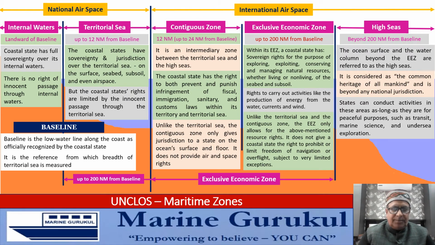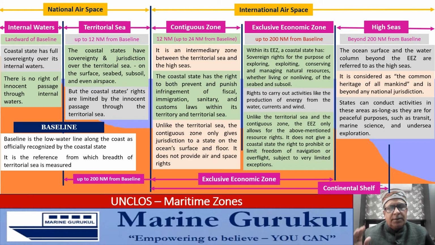There is one more term which we must learn. That is the continental shelf. The continental shelf has its inner boundary limits starting from the limits of the territorial sea, and its outer limit depends on the location of the continental margin. If the continental margin is at a distance of less than 200 miles from the baseline, then the continental shelf is deemed to extend from the territorial sea to 200 nautical miles from the baseline.